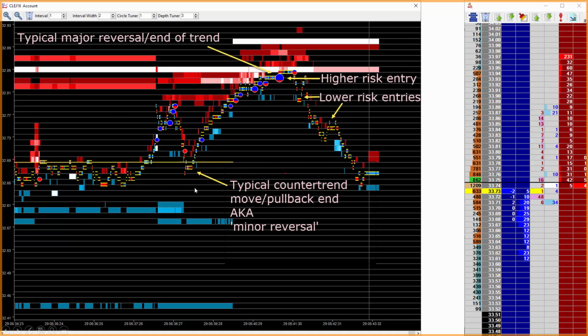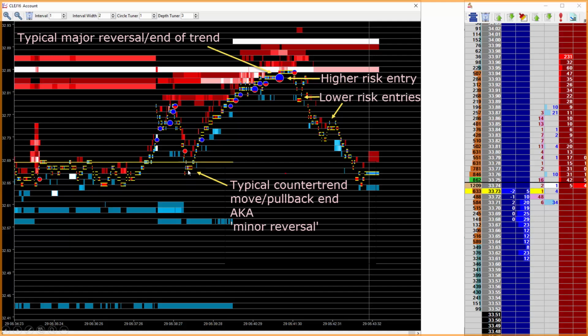Now, in this image, I've got the depth tuner set to only show the most significant depth. So that's why a lot of the depth appears to be missing here, because I've basically tuned it out. We start this image on the left with consolidation, and this was consolidation after a move up. And basically we move up through the consolidation area and then back down to it. And this is our pullback, and it is a very typical pullback.